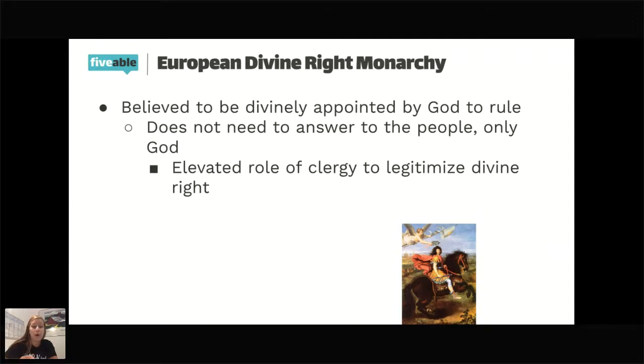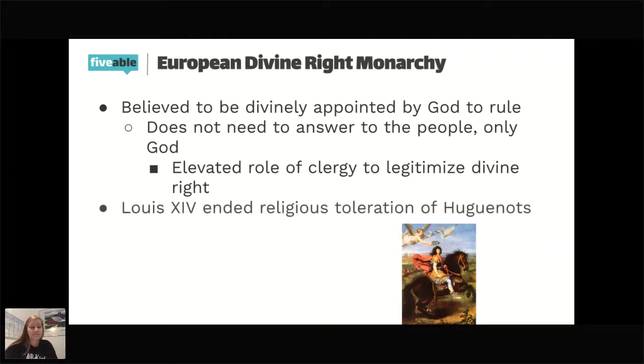Where the priesthood, the clergy, is going to say, oh yes, God has appointed you to rule. Absolutely. God has told me as his appointee on earth that yes, that king is appointed by God. And then in exchange, the church maybe has lots of land. Maybe they don't pay taxes on that land, and the clergy may have an elevated position in society.